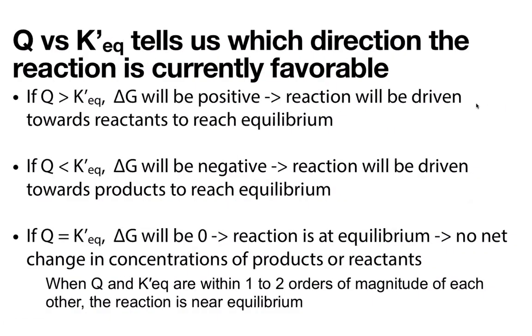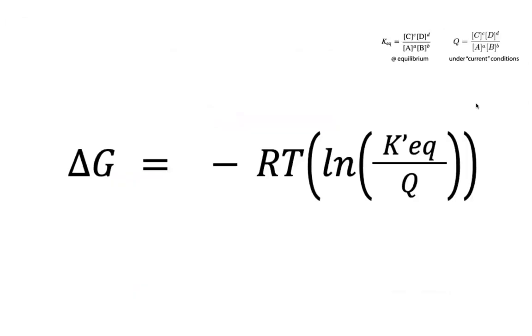To summarize, and these are really important points that I want you guys to know: if your Q is greater than KEQ, delta G will be positive and the reaction will be driven towards reactants. If Q is less than KEQ, delta G will be negative, and the reaction will be driven towards products. If Q equals KEQ, then delta G will be 0, the reaction is at equilibrium, and there's no net change in concentrations of products or reactants. And if they're within 1 to 2 orders of magnitude of each other, the reaction is going to be near equilibrium.